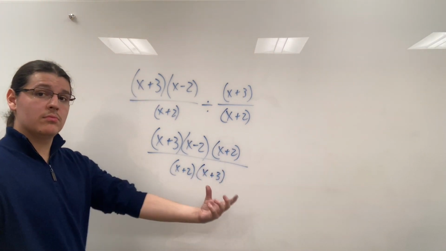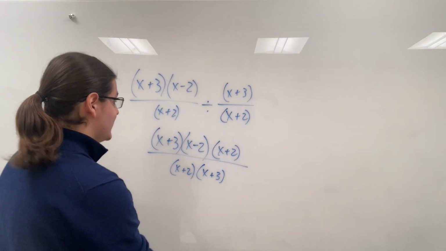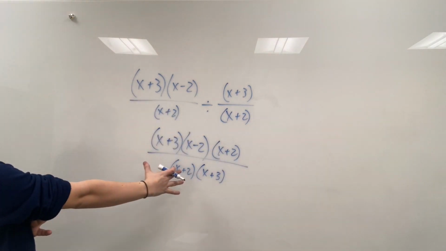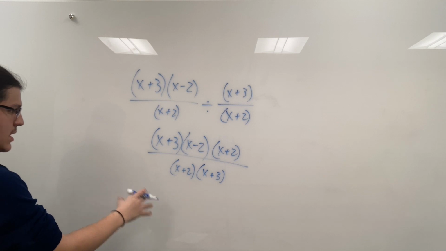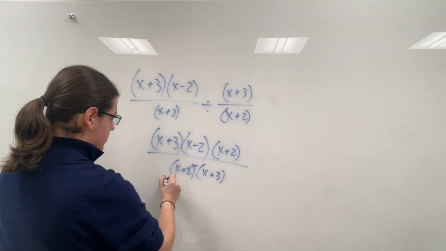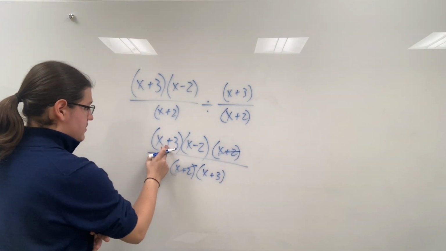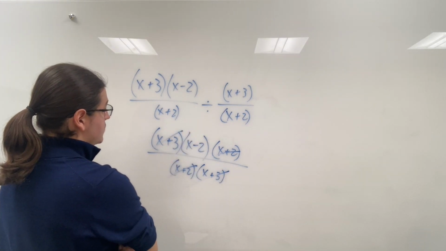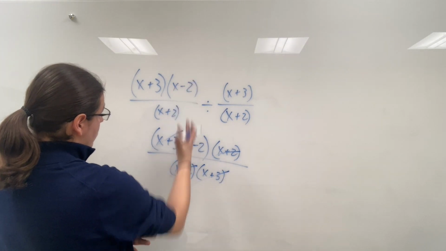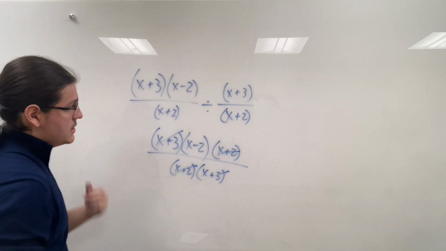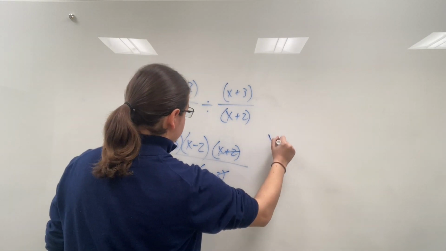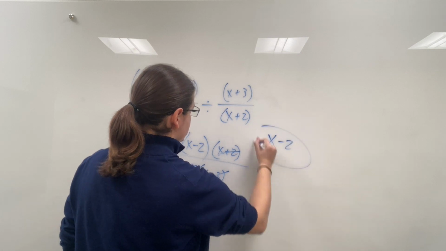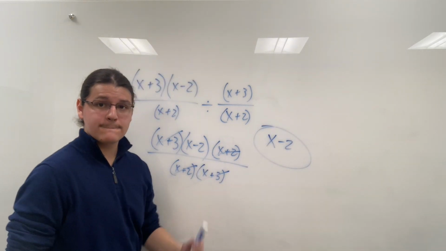Now, very nice. Let's simplify. x plus 2 and x plus 2. Nice. x plus 3, x plus 3. Nice. And so, all that, we turn this big mess into a very sweet x minus 2. Done.